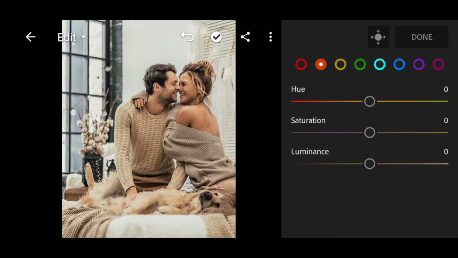Orange, hue minus 10. Saturation minus 30. Luminance minus 31.